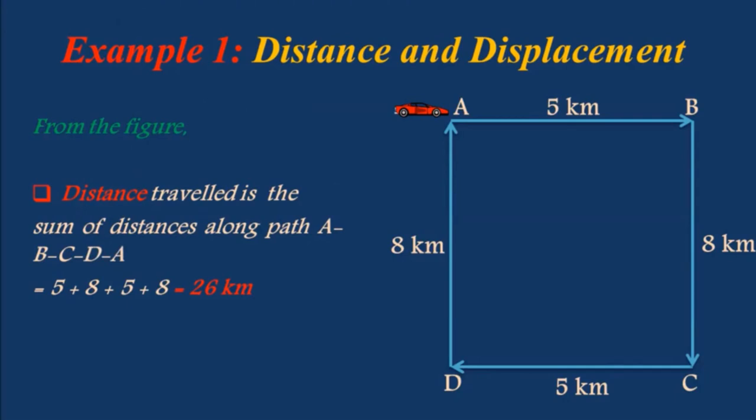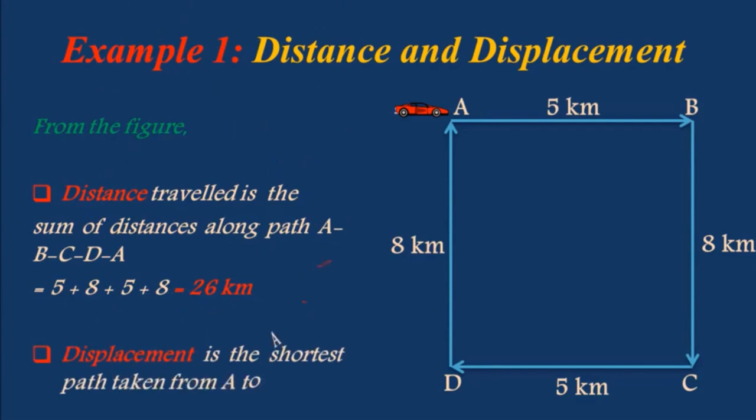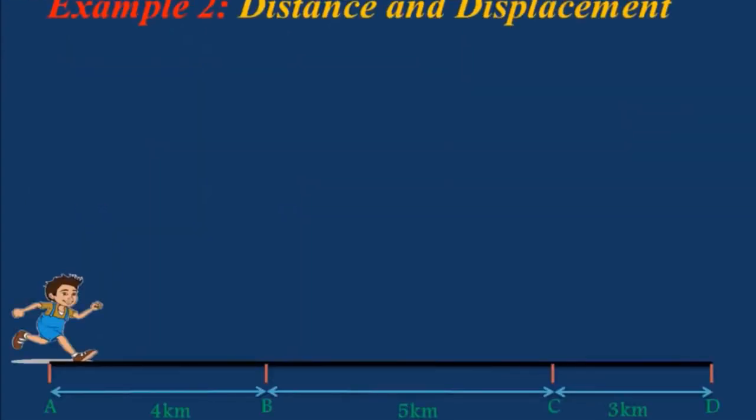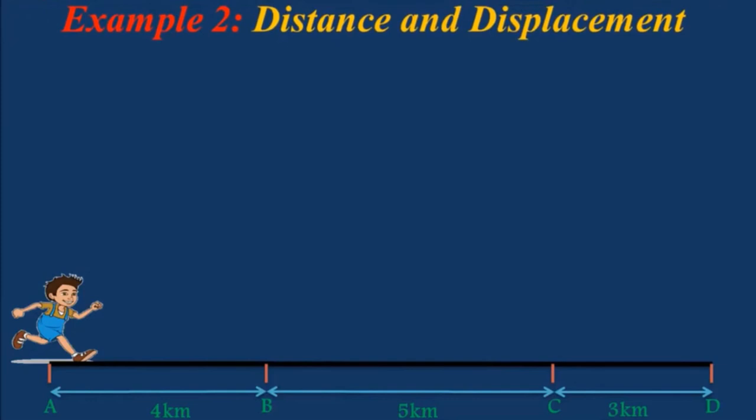Now, what is the displacement? Displacement is the shortest path taken from A to A. That means it is in its initial position. So, displacement is 0.